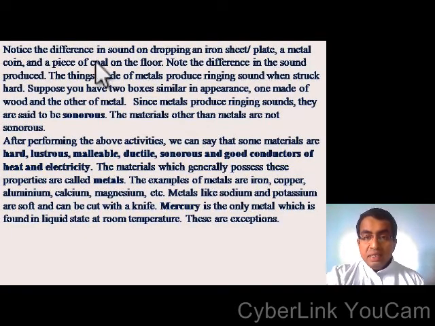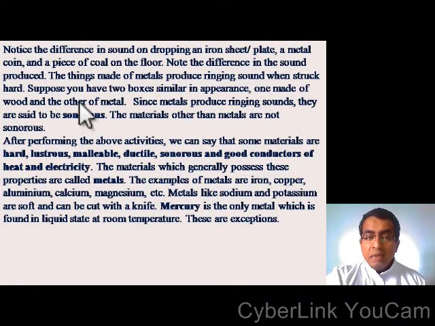Now, notice the difference in sound on dropping an iron sheet or plate, a metal coin, and a piece of coal on the floor. Note the difference in the sound produced. The things made of metals produce ringing sound when struck hard. Suppose you have two boxes similar in appearance, one made of wood and the other of metal. Since metals produce ringing sound, they are said to be sonorous. So metals are sonorous. The materials other than metals are not sonorous.